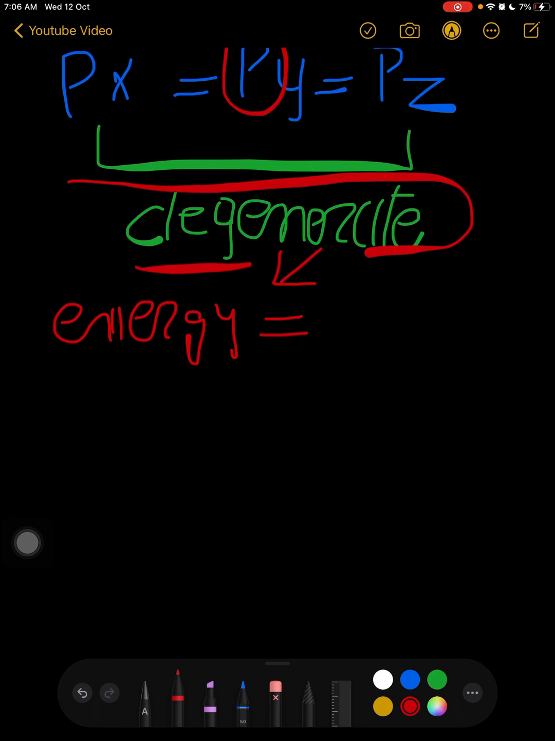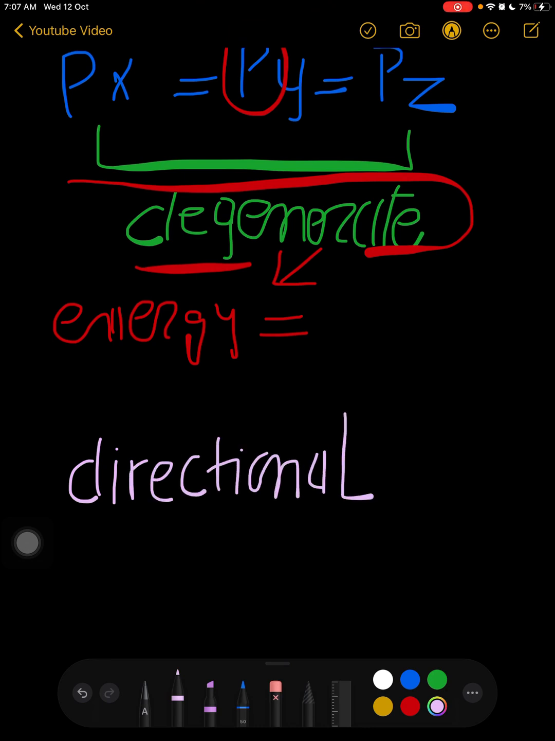Now there is one more thing to discuss. We have talked about the s orbital, that the s orbital is non-directional, right? It is spread in all directions, x-axis, y-axis and z-axis. But the p orbitals are directional. Let us discuss how these are directional now.